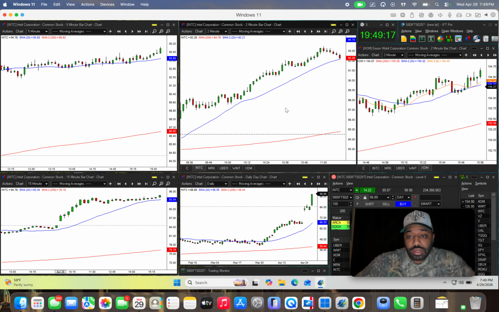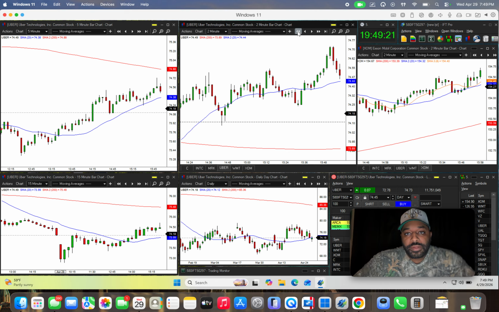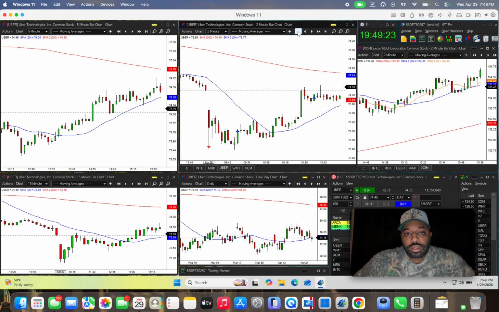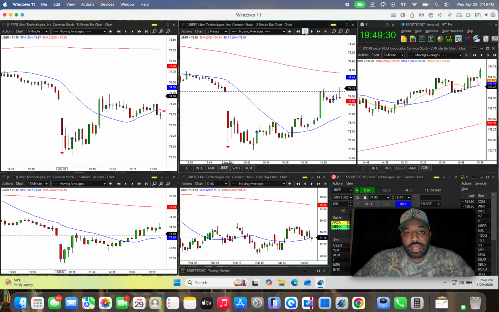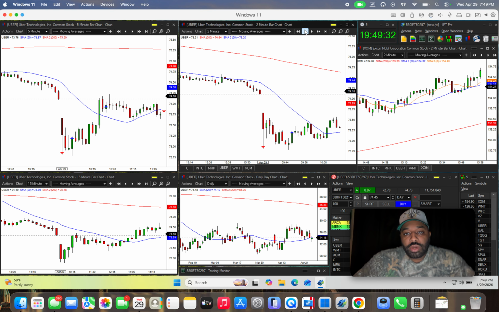So after that, let's go over our trades. Let's start with Uber. So starting with Uber, here's how we were looking at it in the moment.